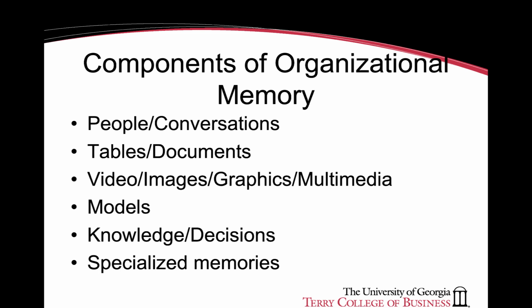Tables and documents store a large part of an organization's memory. In the good old days, this data used to be stored in large file cabinets, but nowadays these are stored in knowledge management systems, these are stored in best practices systems. There are a variety of different types of information systems that store data in the form of tables and documents. Video, images, graphics, and multimedia are other forms of organizational memory, and this can capture the richness that might be present of organizational data.